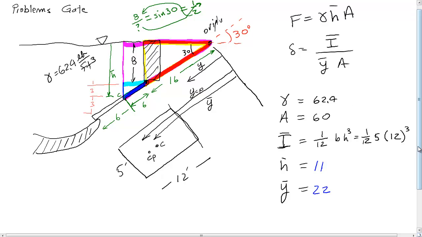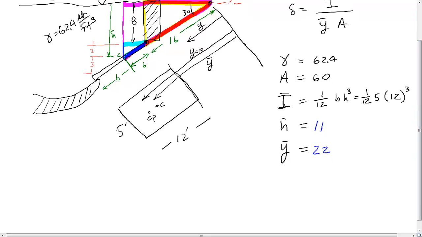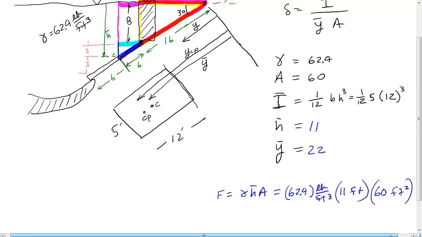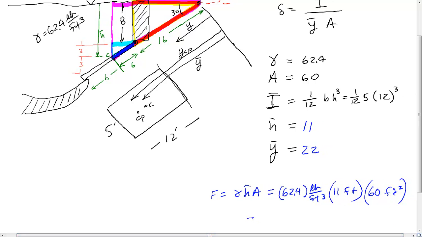Okay, so let's go see what we can do here. The total force is gamma times h bar times area: 62.4 pounds per cubic foot, h bar 11 feet, area 60 feet squared. Ending up with $4,184.